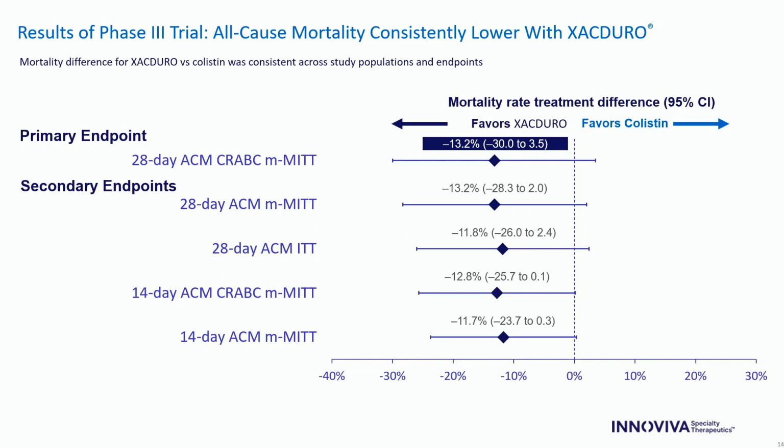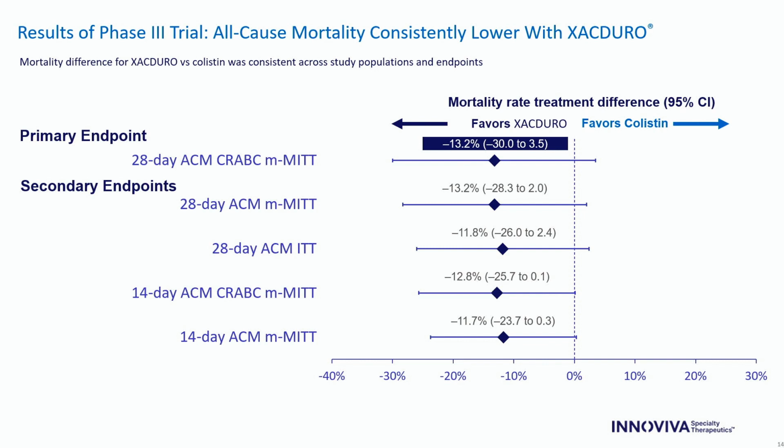So this is moving on to the secondary endpoints. Up in this forest plot, the top primary endpoint category, you can see 28-day all-cause mortality. You can see towards the left favors XACDURO, whereas towards the right would favor colistin. What's remarkable about our data set is the consistency across the board. You can see in all the secondary endpoints following 28-day all-cause mortality, 14-day all-cause mortality, in CRAB-infected patients and non-CRAB-infected patients, the consistency of the data is remarkable.